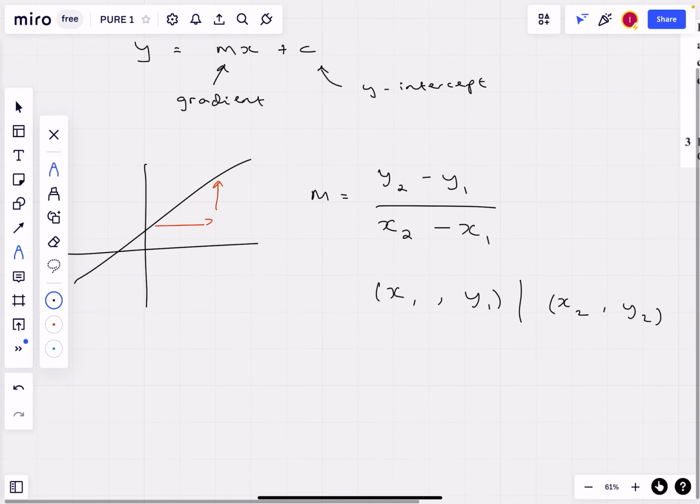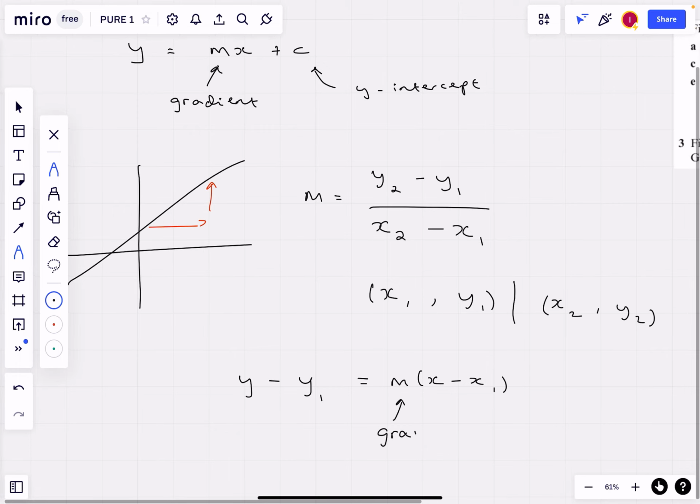If you're trying to work out the equation, you can use y minus y1 equals m times x minus x1, where m is your gradient and x1, y1 is one set of coordinates that you have. You just have to sub it into that general equation, and then you're good to go. You've got the equation of your straight line graph.